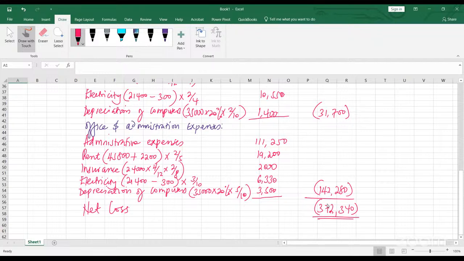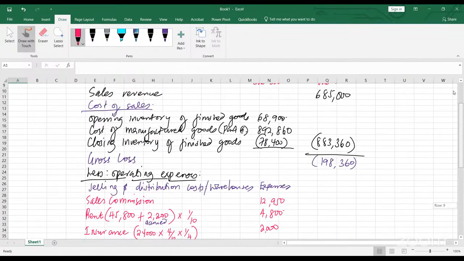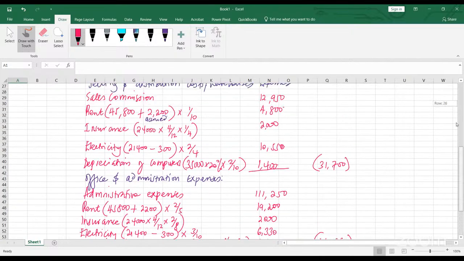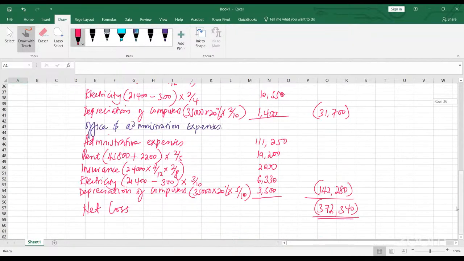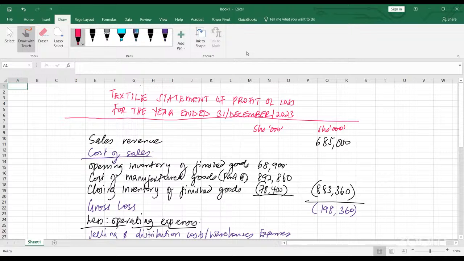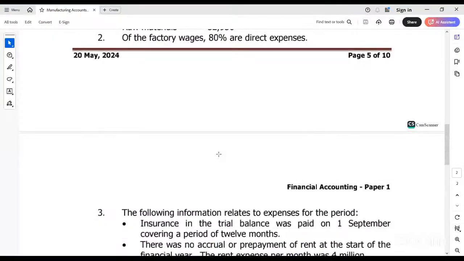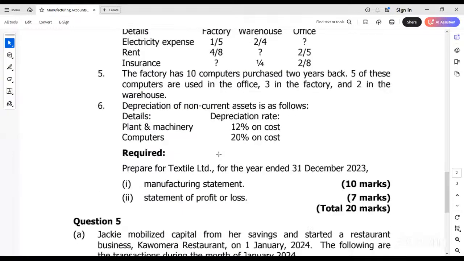So that is our statement of profit or loss. The question asks you to prepare the manufacturing statement as well as the statement of profit or loss. But let me use the same information to prepare a statement of financial position, and then I will get you a question to try out.